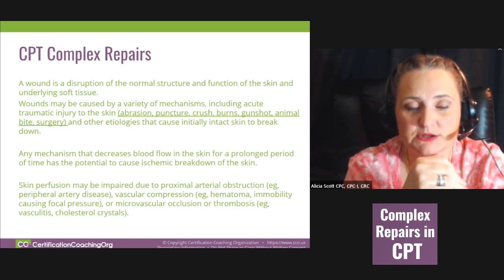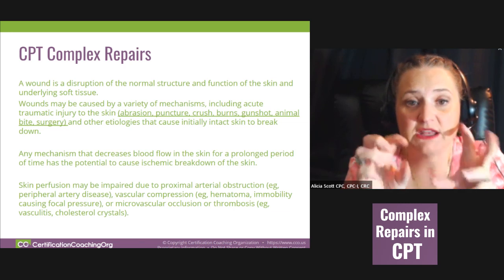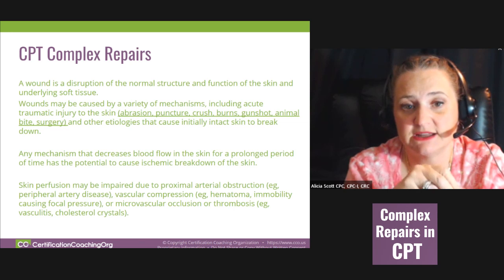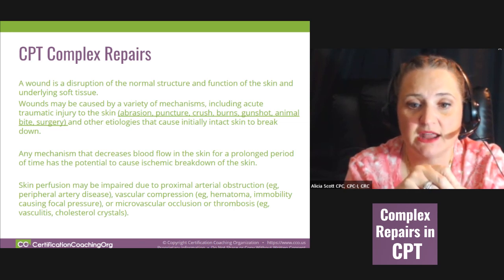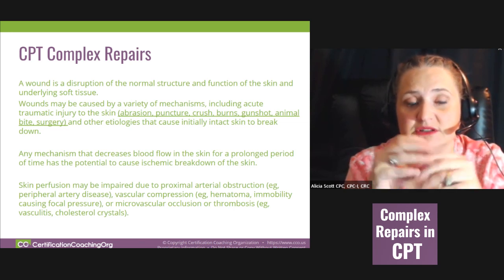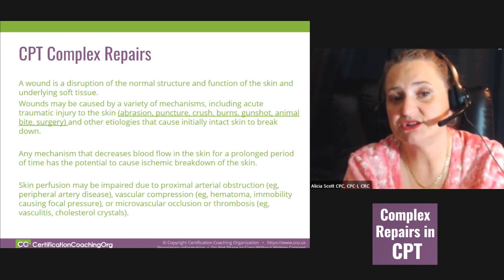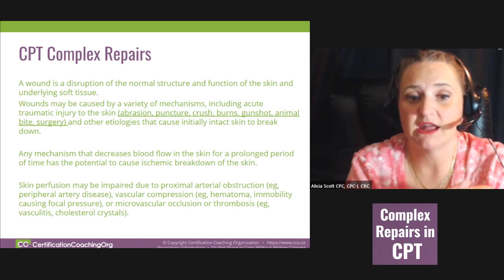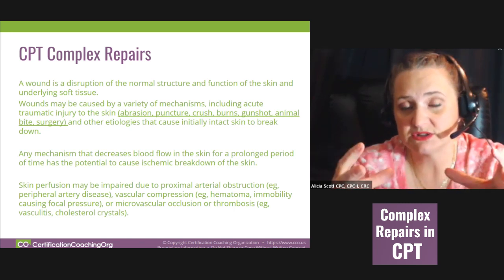Now, it's important to know that you can have etiologies, or the cause. You'll want to know what that is in the documentation, and depending on what the etiology is, you could have breakdown of tissue later, okay, and it could cause the wound to degrade.